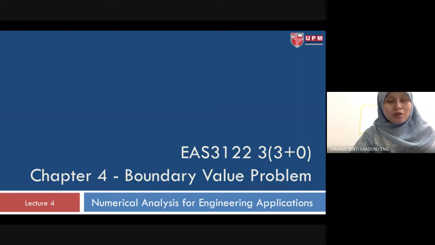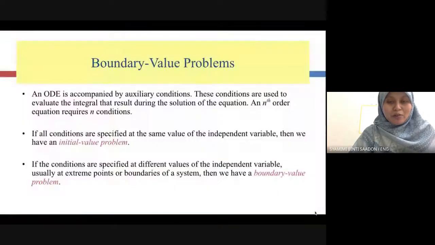Of course, you are going to apply some of the methods that we have learned in initial value problem. Okay, there are still people coming in, entering. So boundary value. This one is just a small chapter, only one method that I'm going to show.